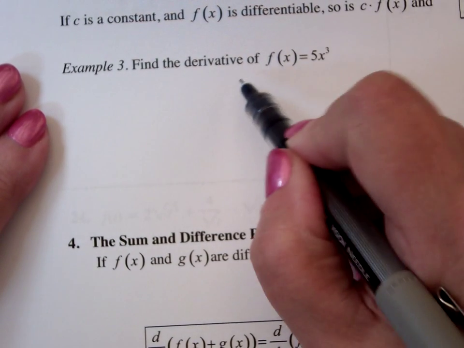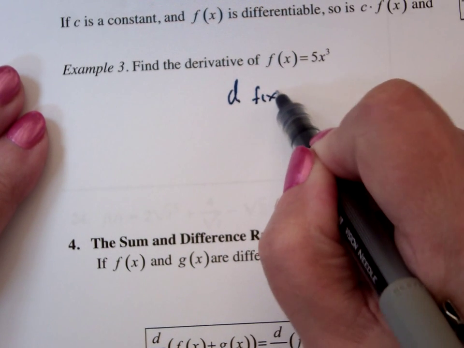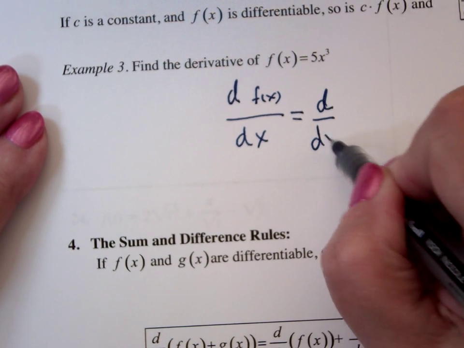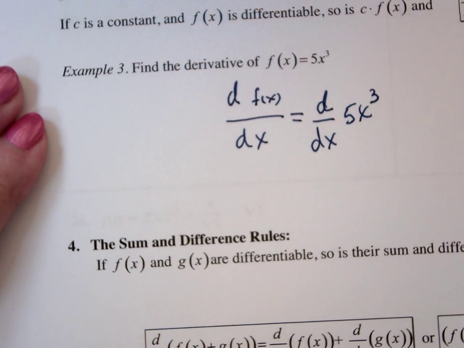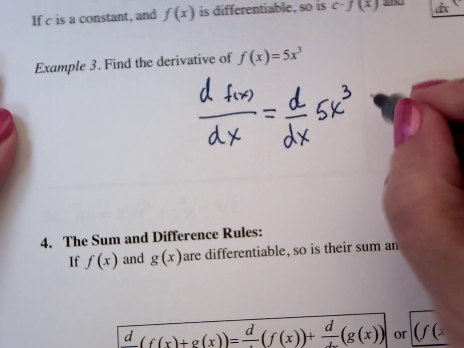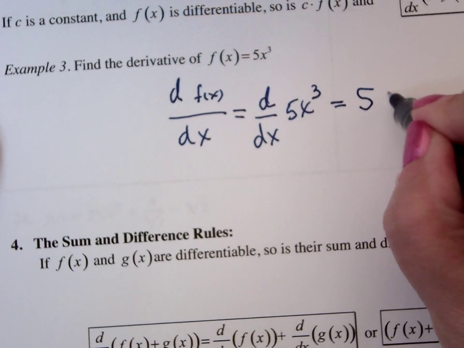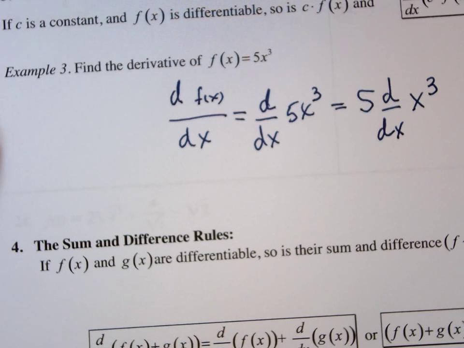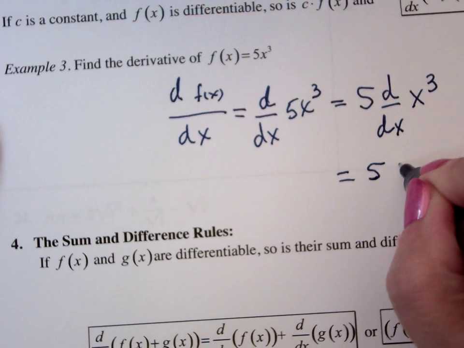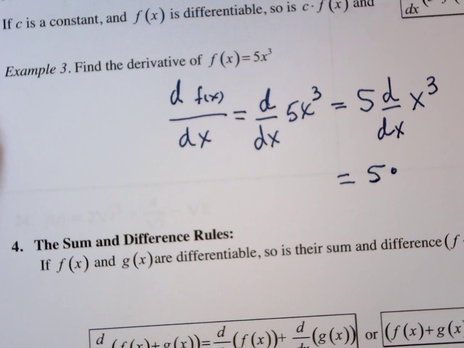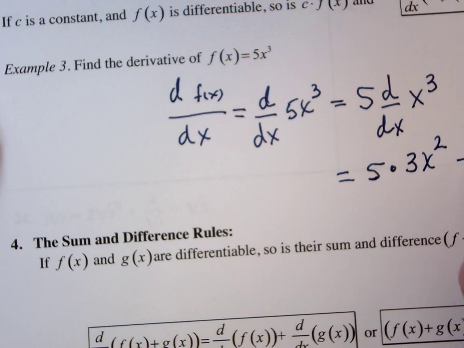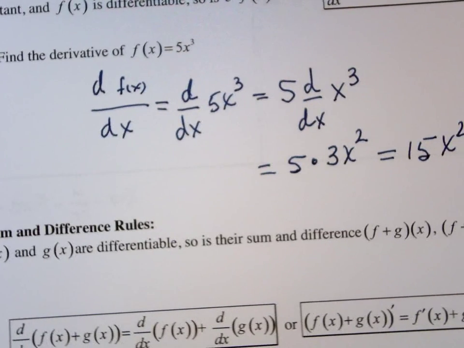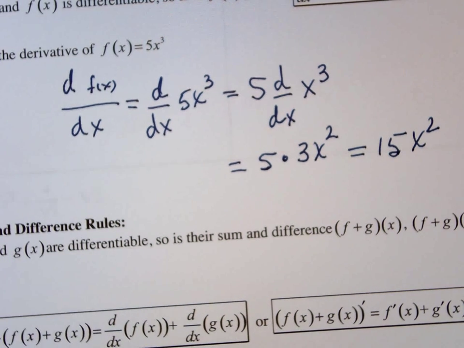Well, in this particular instance, df/dx, which is the derivative with respect to x of 5x cubed, using the constant multiple rule, is 5 times the derivative with respect to x of x cubed, which is 5 times, what's the derivative of x cubed? 3x squared, or 5 times 3 is 15x squared. By the way, which is what you would have gotten had you done this thing the long way.